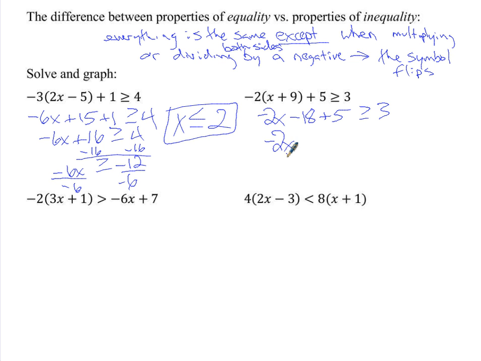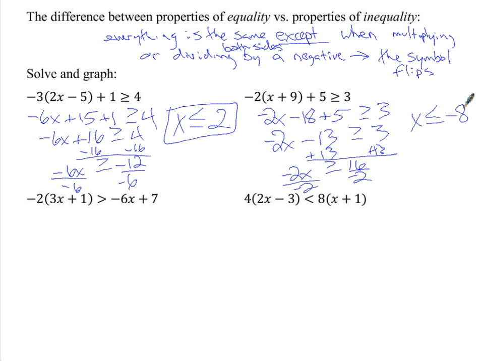Negative 2x. Good. Greater than or equal to 3. Now what? Okay, add 13 to both sides. And we have, yep, greater than or equal to 16. Now what? Divide by negative 2 on both sides. X is, good, flip the symbol, less than or equal to? Negative 8. All right, so that's the idea.